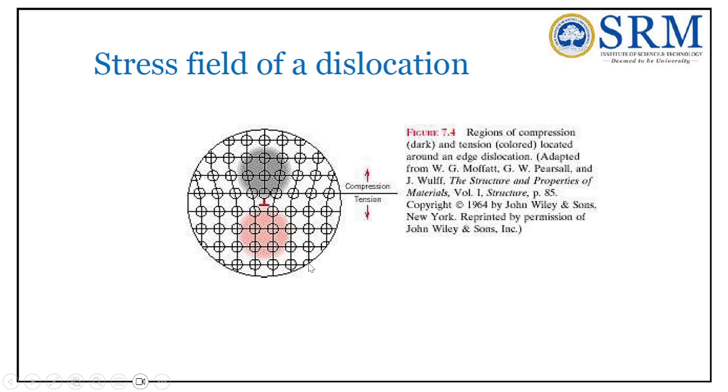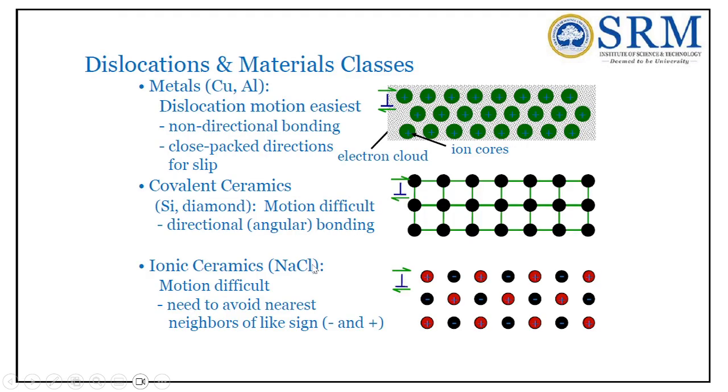region of tension force. Now, dislocation in material classes, for example, you can see how the dislocation takes place in copper and aluminum. Dislocation motion is easy in metals, that is, non-directional bonding, close packed direction. In the case of metals, dislocation motion is very much easier. Easily you can move the atoms. Non-directional bonding, they have close packed directions for slip.